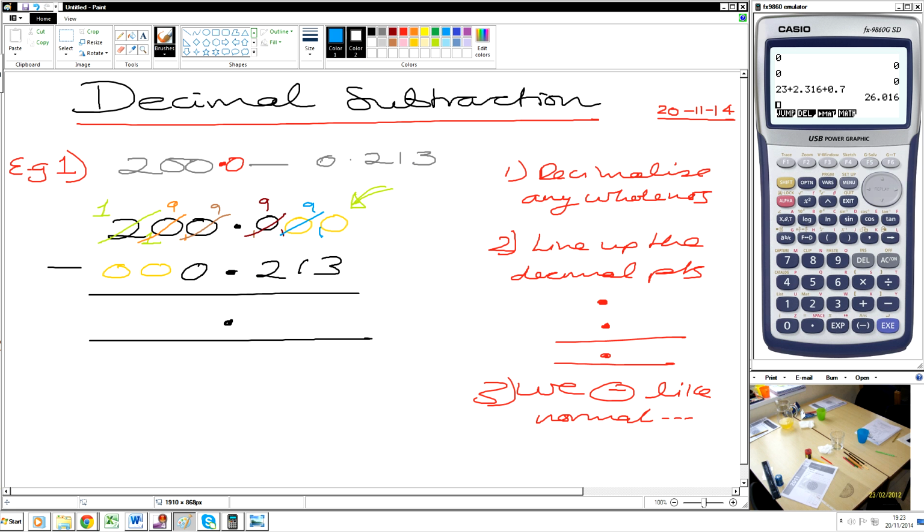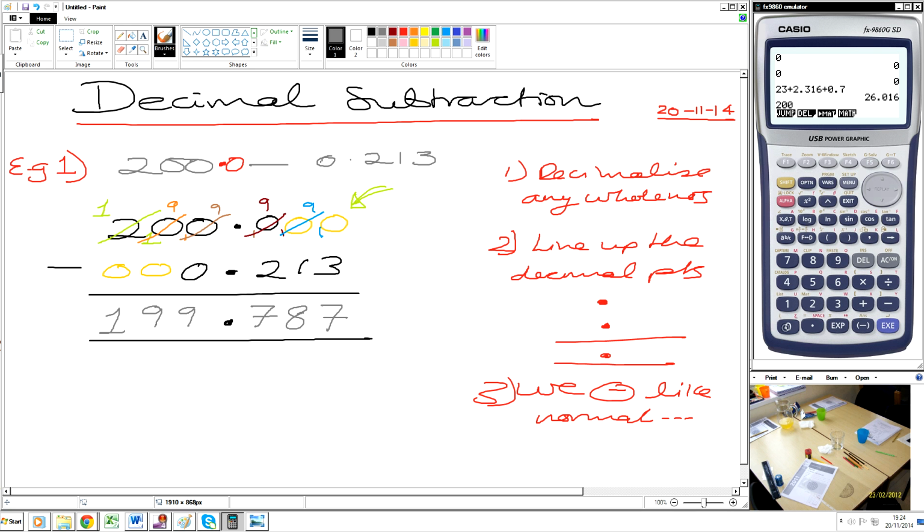Now let's carry on with the question. We have 10 take away 3 is 7. 9 take away 1 is 8. 9 take away 2 is 7. 9 take away nothing is 9. 9 take away nothing is 9. And 1 take away nothing is 1.